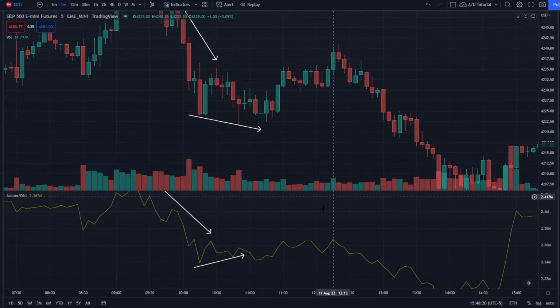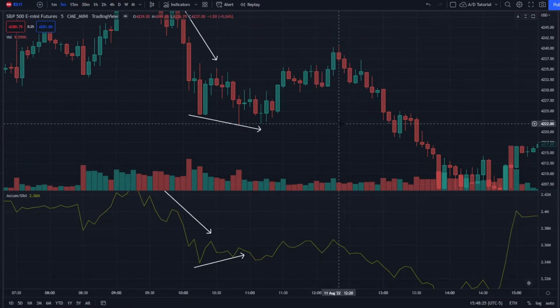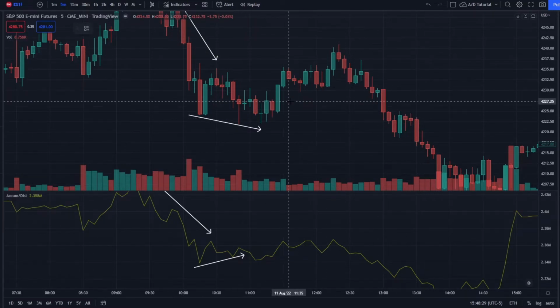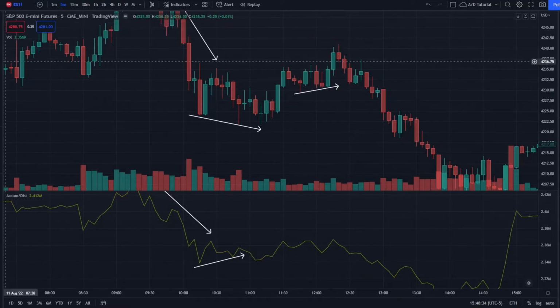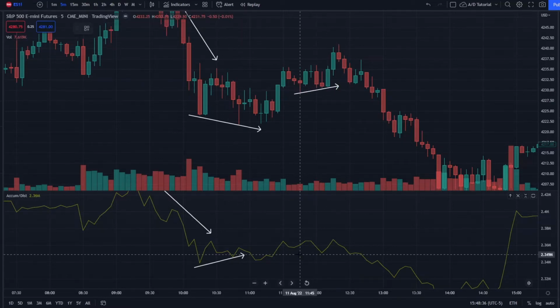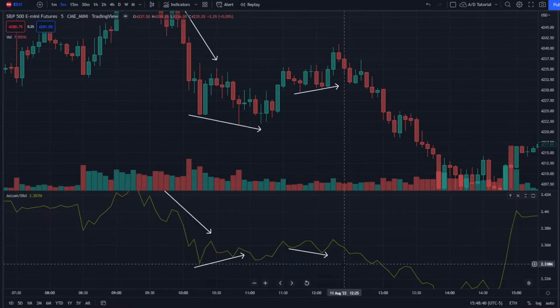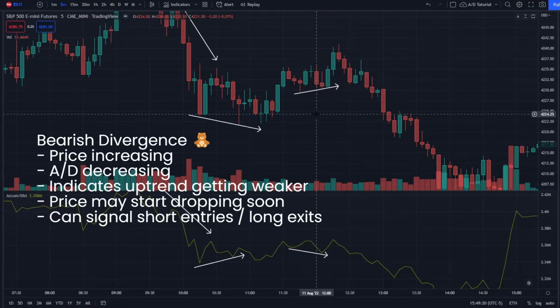The opposite of this is bearish divergence, which is when price is increasing but AD is decreasing. Here's an example of that. We can see that here price is making higher lows, but AD is making lower lows. This indicates that the uptrend is getting weaker and price may start dropping soon.